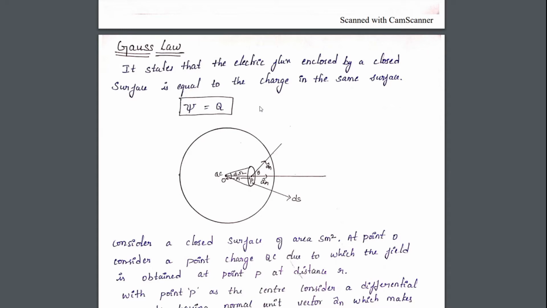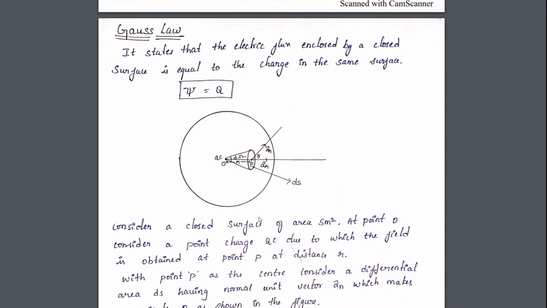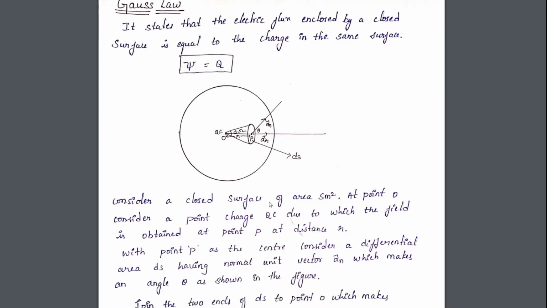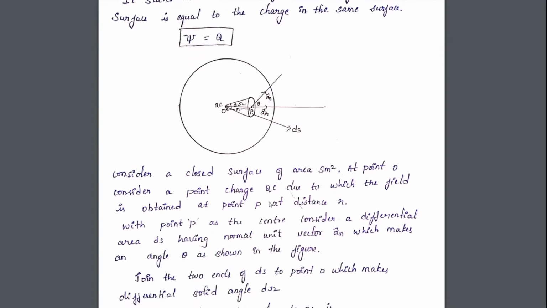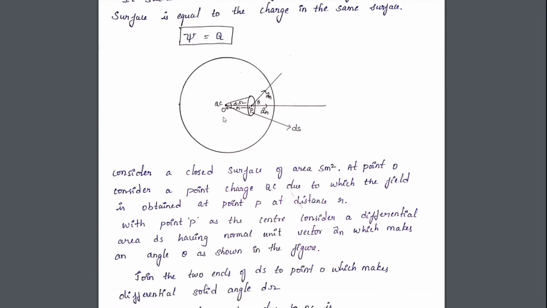a sphere here or a closed surface we take. So you consider a closed surface. The area of that is taken as S meter square. You can see the figure, I guess. At point O, we are placing the charge of Q coulombs at the center of the closed surface. Due to this Q coulombs, we are going to calculate the field at the point P, which is at a distance R.